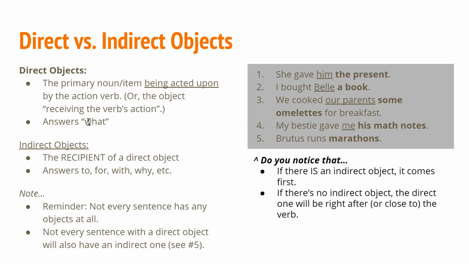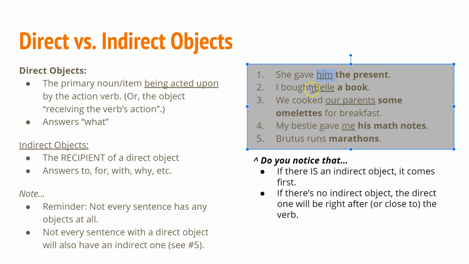What did I buy a present? Indirect objects, on the other hand, are the people or things who receive the direct object. So, who received the present? He did, or she gave it to him. In sentence number 1 over here, she, subject, gave, verb. What did she give? The present. Okay, but who got that present? Him, or he did. Okay? We'll come back to location in the sentence in a minute.